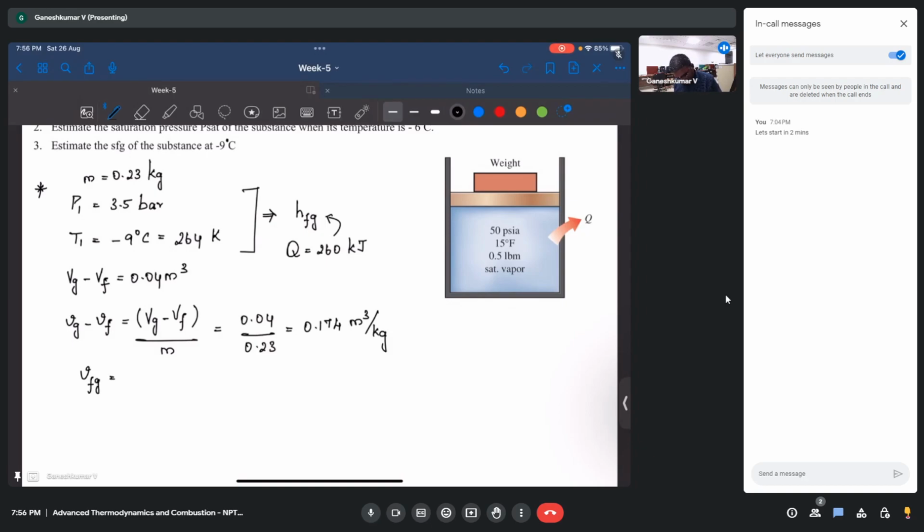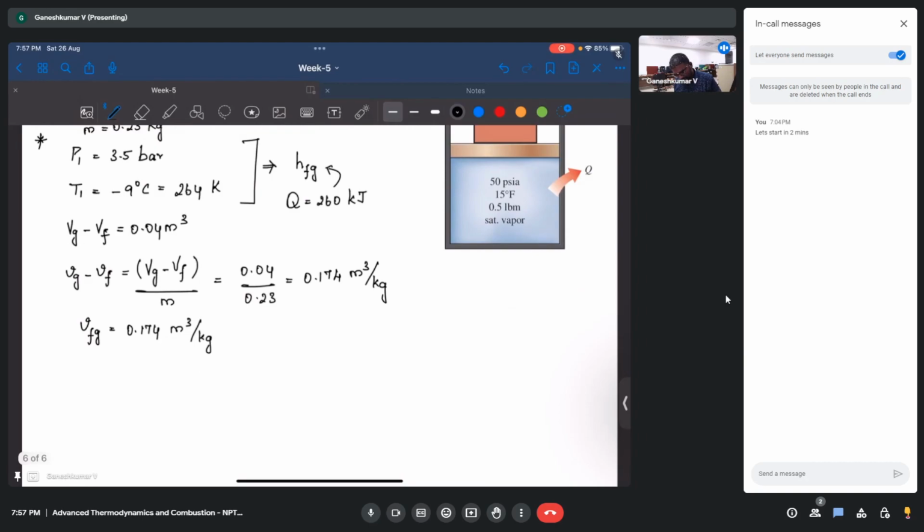VFG or VGF, whichever is convenient, is 0.174 meter cube per kg. And what do we know about HFG? HFG is in kilojoules per kg. This much amount of heat is removed for a certain mass, so it is going to be 260 divided by 0.23, which is 1130.4 kilojoules per kg.